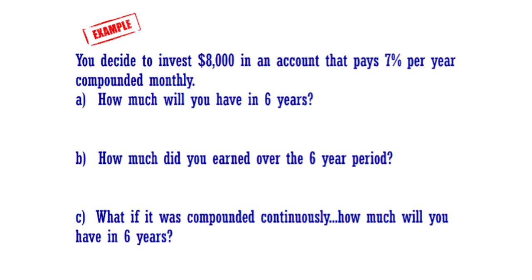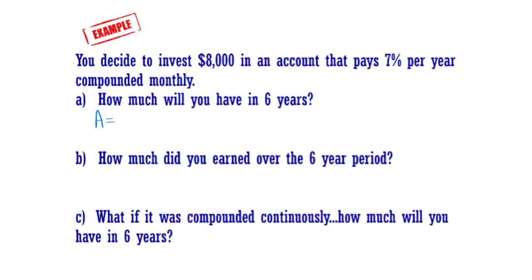Let's practice a little bit. So let's say you decide to invest $8,000 in an account. It pays 7% per year, and it's compounded monthly. How much will you have in 6 years? Okay, let's run it through this formula. So the question is, how much will you have? So we are solving for A. A is the ending amount.